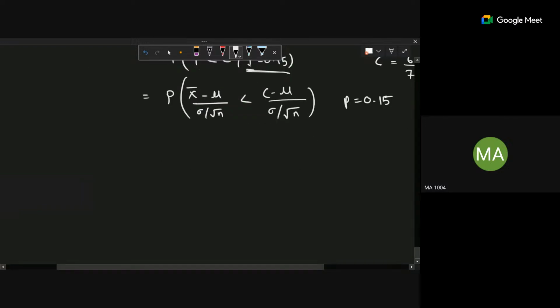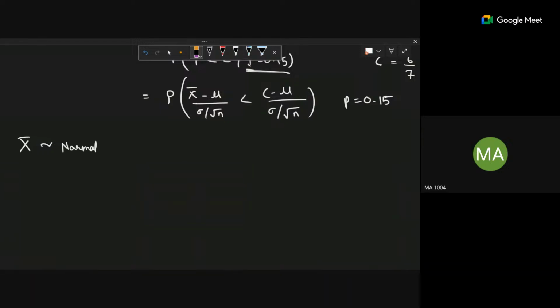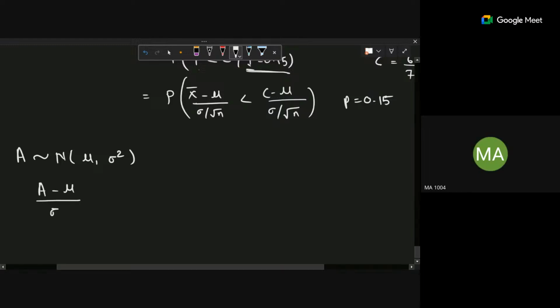Are you getting my question? Let's say a is any random variable which is normally distributed with some mean, with some variance. And I want to make it a standard normal distribution. What should I do? That we have studied, right? You subtract the mean and divide by the standard deviation, right? Then only this will follow a Z distribution or normal distribution, right?